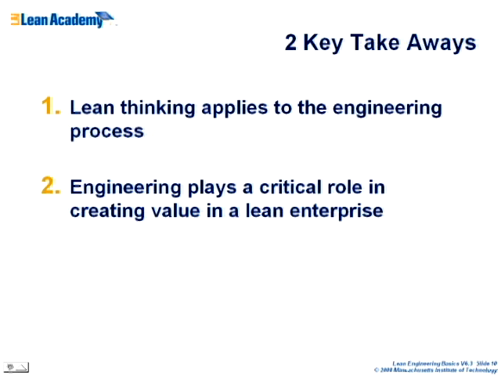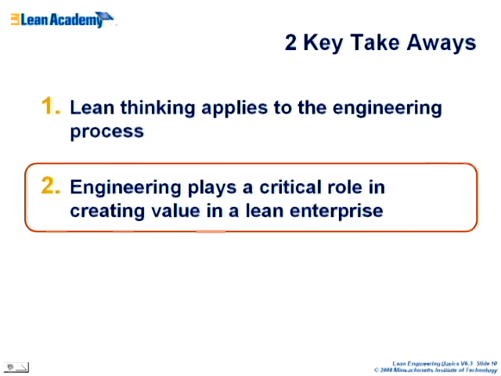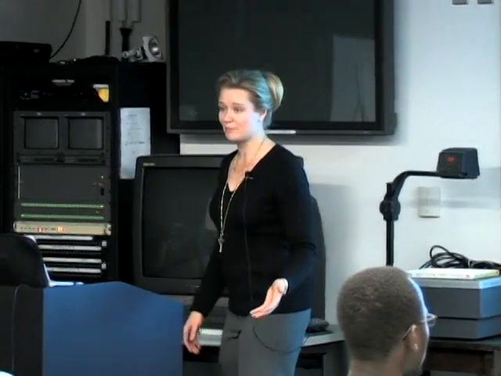Now we're going to move on to the second concept that we'd like you to take away, and that is that engineering plays a critical role in creating value in the enterprise. So we've just seen how we can apply some of our lean thinking techniques, including value stream mapping, the concepts of waste, and so on, to the process. But there's a really important reason why we want to lean out the engineering process, because it's a key enabler for lean in the rest of the enterprise.